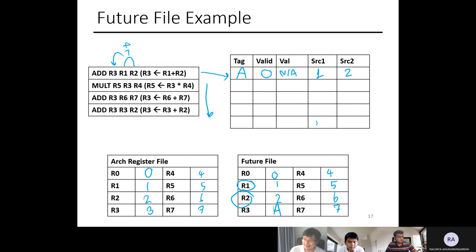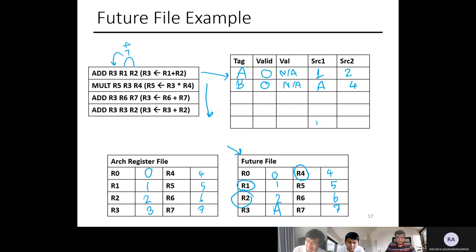Then you fetch the multiply. Let's say the tag is B. It's not valid yet because I'm fetching, and the value is not available as well. We want R3 and R4. Source 2 is easier: you look at R4 right here, so it's 4. How about R3? It's A. You look at R3 in the future file and, oh okay, A.